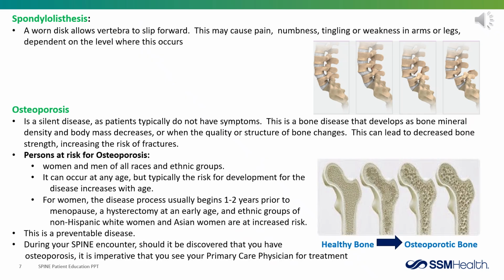Common spine problems continued. Spondylolisthesis, as pictured on the right, is when a worn-out disc allows a vertebrae to slip forward. This may cause pain, numbness, tingling, or weakness in the arms or legs, depending on which level it occurs.